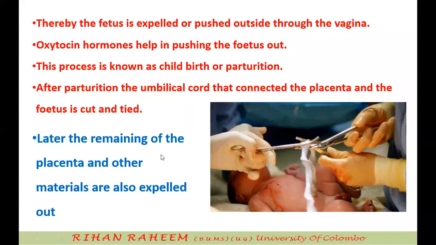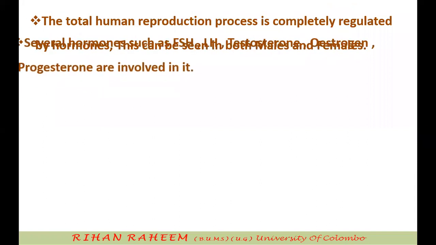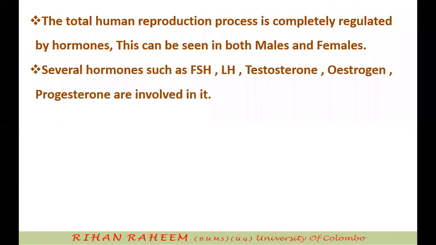Okay. So later the remaining placenta and other materials are also expelled, and only after that is the mother fully relaxed. First the baby will come, after that all the other unwanted particles will come out, and only then is the mother really relaxed. Until nine months she was suffering, and in the ninth month she had so much suffering, and then she gets the best gift of her life, that is the baby. And after that she gets so much relaxation when all the other materials are expelled from her womb. Then only she will breathe a breath of relief after so many months. Okay, then the total human reproduction process is completed.